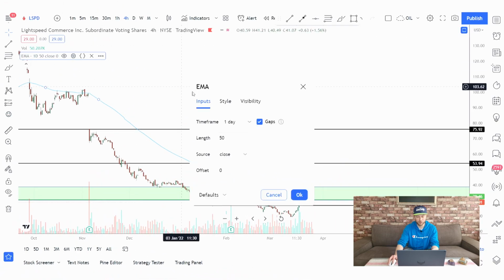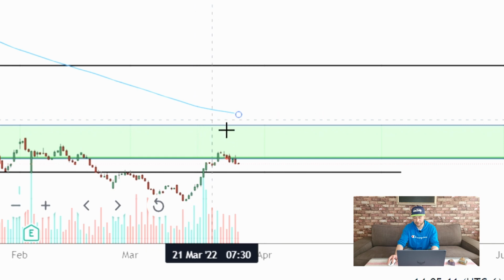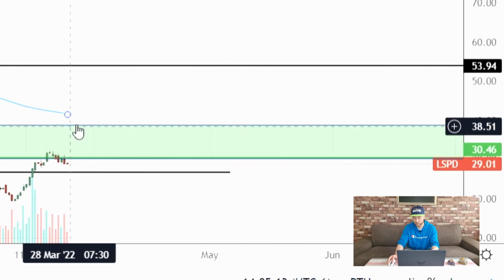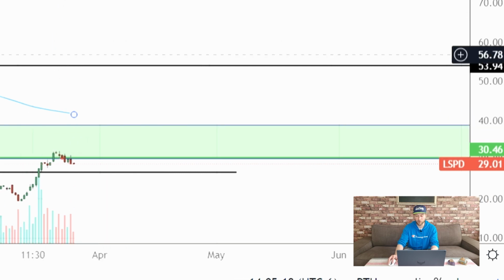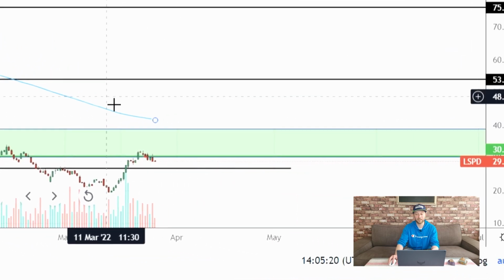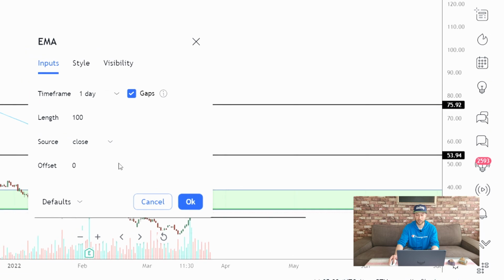Now, if we go over to our EMA and set the length to 100 days, you'll see that this corresponds nicely with that $41 area, $40, so expect some resistance here. And ultimately, my bold prediction for the end of the year is $55 on Lightspeed.